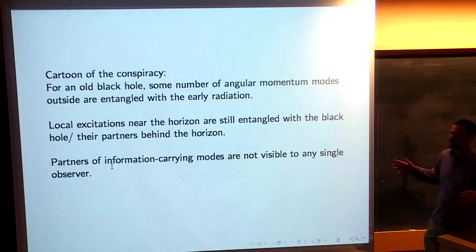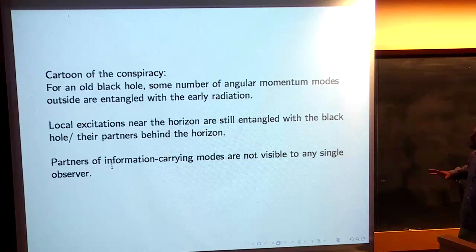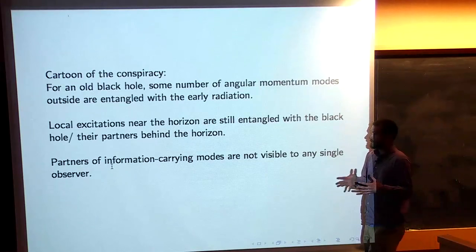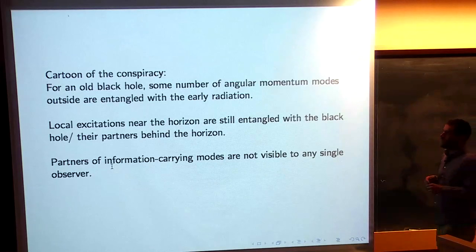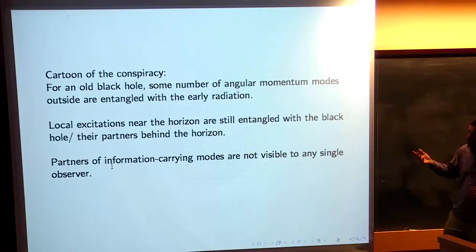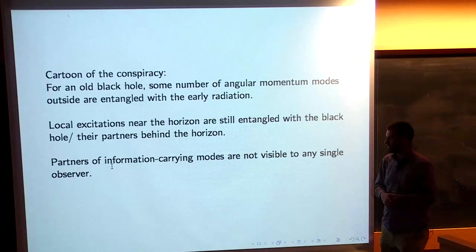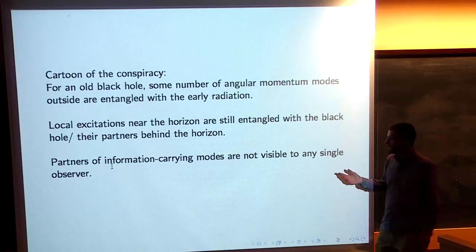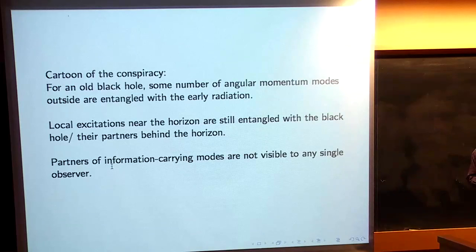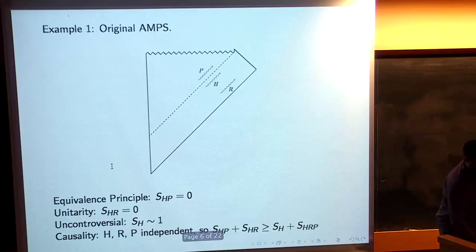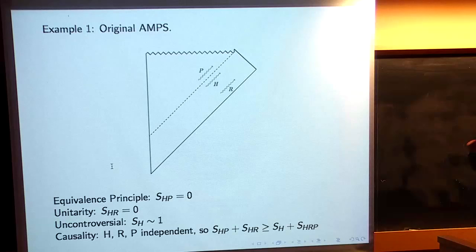So the cartoon is that maybe for an old black hole, some number of angular momentum modes outside the black hole, the Hawking modes that are actually going to radiate out to infinity, are entangled with the early radiation, as AMPS has taught us. But local excitations near the horizon are still entangled, from the outside point of view with the black hole and from the infalling point of view with their partners behind the horizon. So in other words, the behind-the-horizon partners of the information-carrying modes are not visible to any single infalling observer. All right, that's the type of conspiracy that I want to explore. Okay, so I'm going to talk about this in two particular examples, and I'm going to show you how the causal patch does at least modify the arguments.